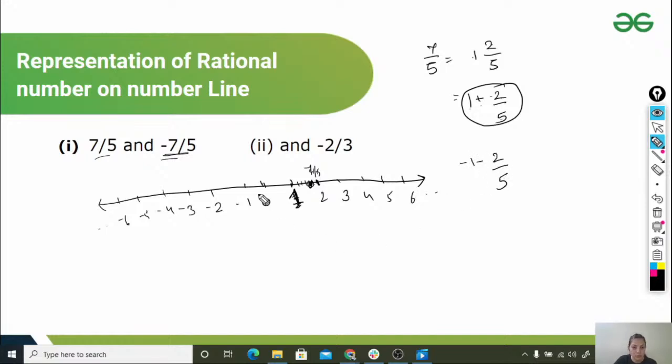Okay, so I have to go this side. Similarly I will divide it into 5 parts, 1 2 3 4 5. So this point will be minus 7 by 5. So this is how we plot rational numbers on the number line. Similarly, the question over here is 2 by 3 and minus 2 by 3. So it's a task for you to plot these numbers on a number line.